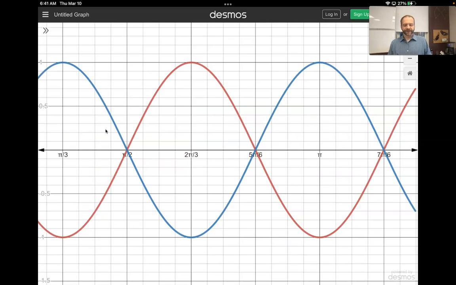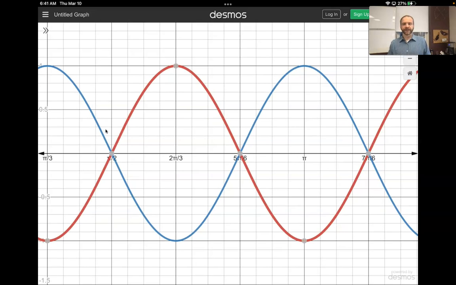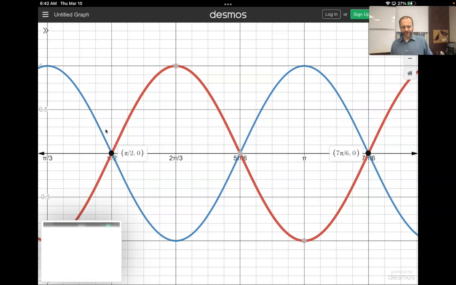And so if I want to look at this, here's where it begins at pi halves, and here's where the period ends at 7 pi sixths. So I'm at pi halves, and I'm at 7 pi sixths. Is that 2 pi thirds of an interval? And so that's what we're going to need to figure out. So let's figure that out.